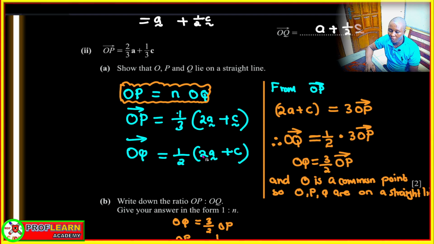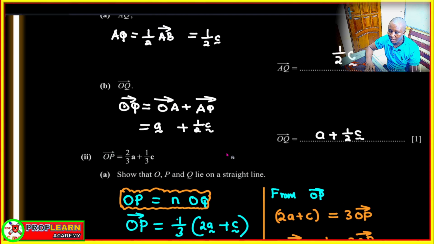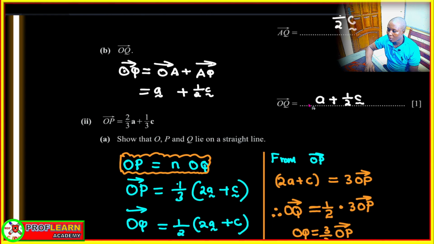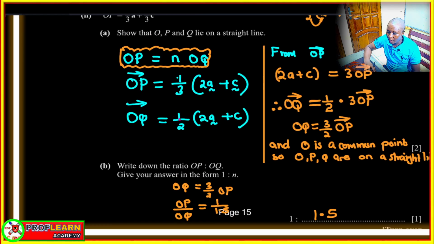But OQ is a half of 2a plus c. Can you look at OQ? OQ was a plus a half c. So meaning that we can write this as a half of 2a plus c, because if you multiply this half times 2, it becomes 1a, and a half times c will give you this. So meaning that OQ can be written in this form.